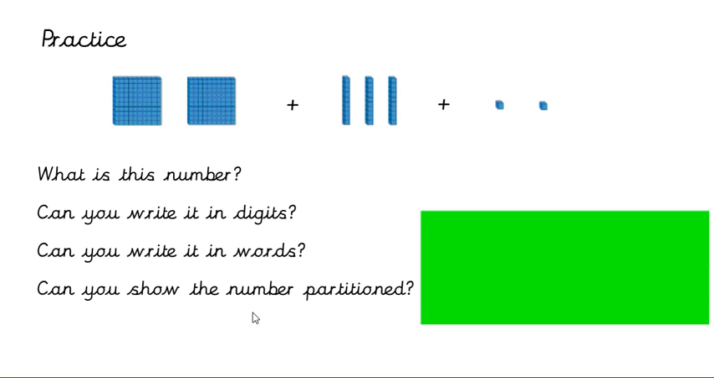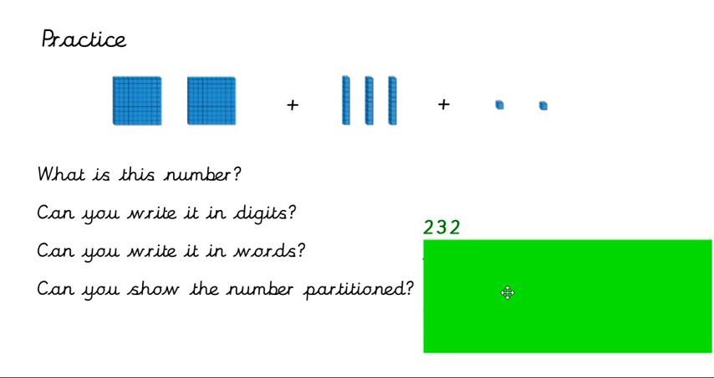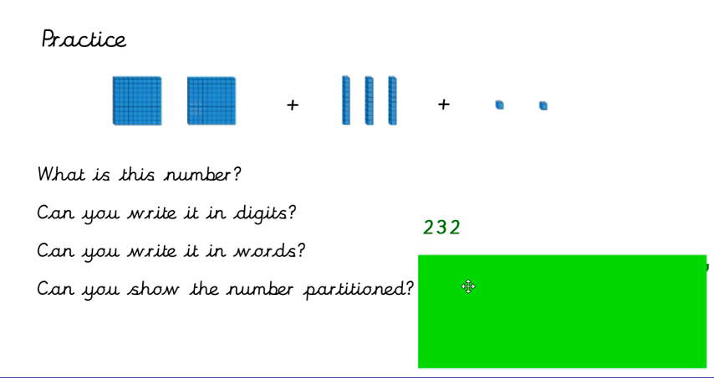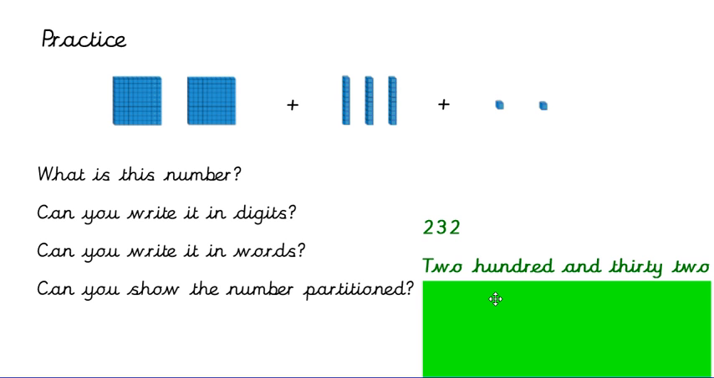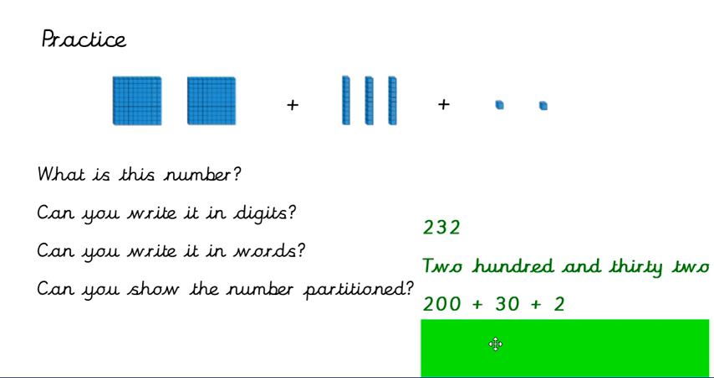Okay, just a bit of revision from yesterday. Can you tell me what this number is? Pause the video while you have a look. Can you write it down in digits? Can you write it in words? And can you show the number partitioned? Okay, let's have a look. We've got 200s, 30 and 2, making 232. Written in words, 232. And if you remember how to do your partitioning, you can break the number down into hundreds, tens and units.